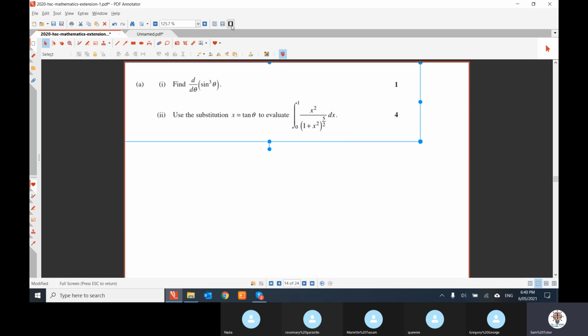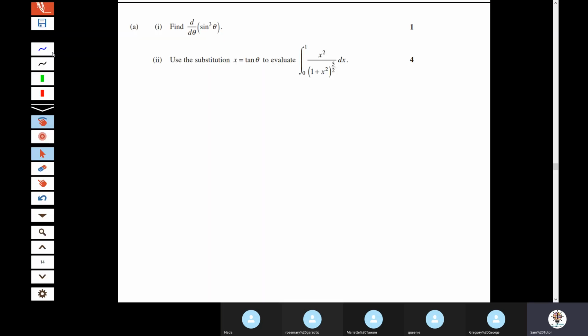Okay, question 13. Differentiate sine cubed theta. Well, that's an easy one. What's the answer? 3 sine squared theta cos theta? Yeah. 1 mark. Okay, next one. You know it.